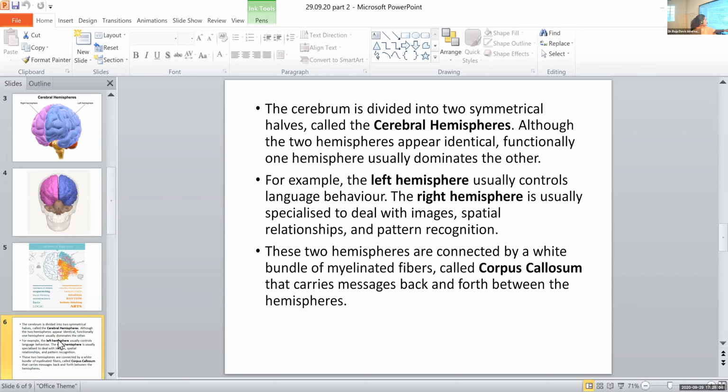For example, the left hemisphere usually controls language behavior. The right hemisphere is usually specialized to deal with messages, relationships, and pattern recognition. So left hemisphere, L, learn that connecting to the L, the language. Okay, language, and with language comes the logical thinking, another L. And logical thinking, of course, we need that in mathematics and science and all those subjects. So connect it and learn it like that. Left hemisphere means language, L, L.